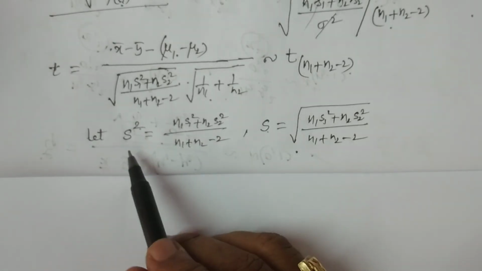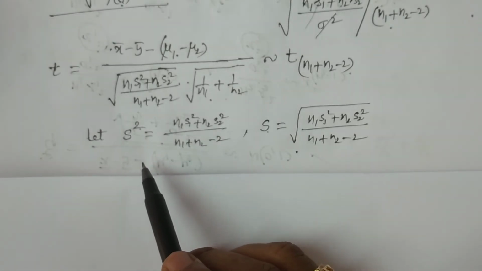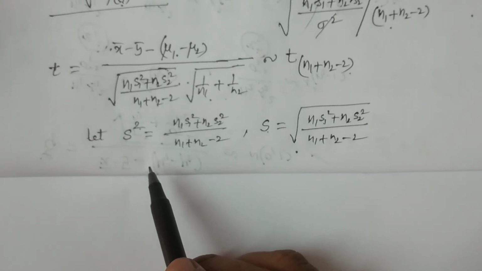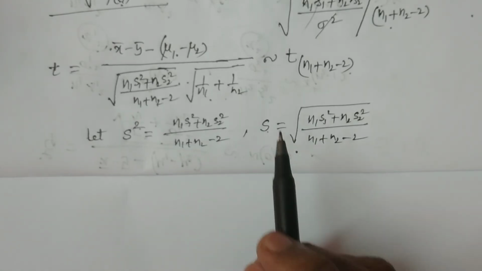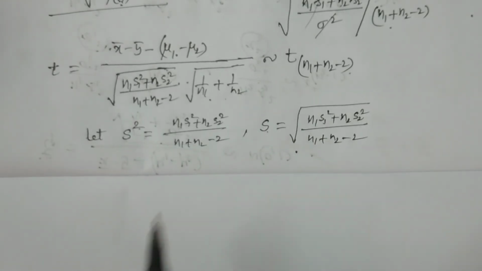It was considered as S square. That's all, nothing else. It is only a formula, but it is not a standard value of sample variance or sample mean. No, it is not a formula like that. It is only capital S square. It is a formula only.